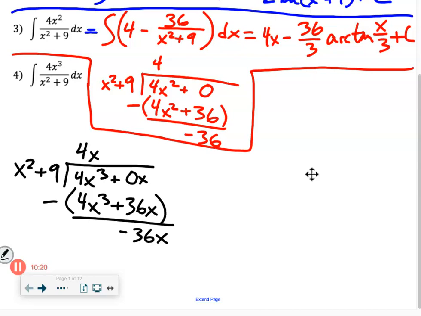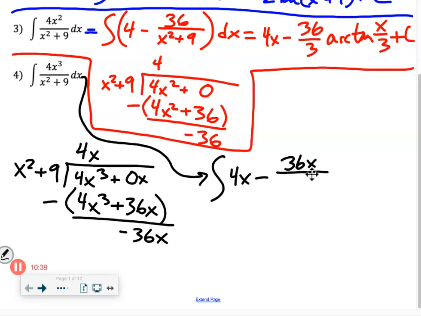X squared can't go into 36x with multiplication. You'd have to divide, but so we're done, right? That's our remainder. So now, if I rewrite my integral, it becomes 4x minus 36x over x squared plus 9 dx. Now the antiderivative of 4x, that's easy.